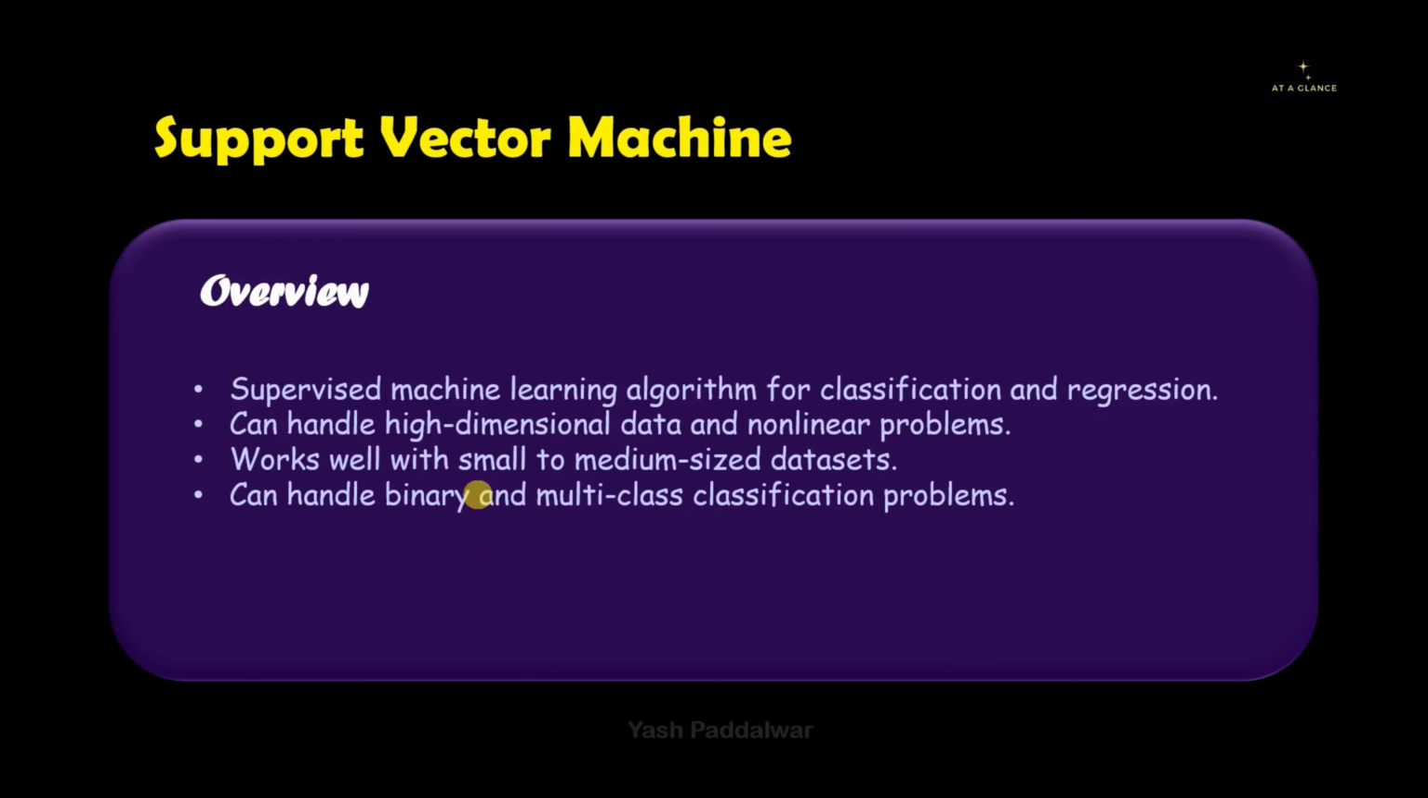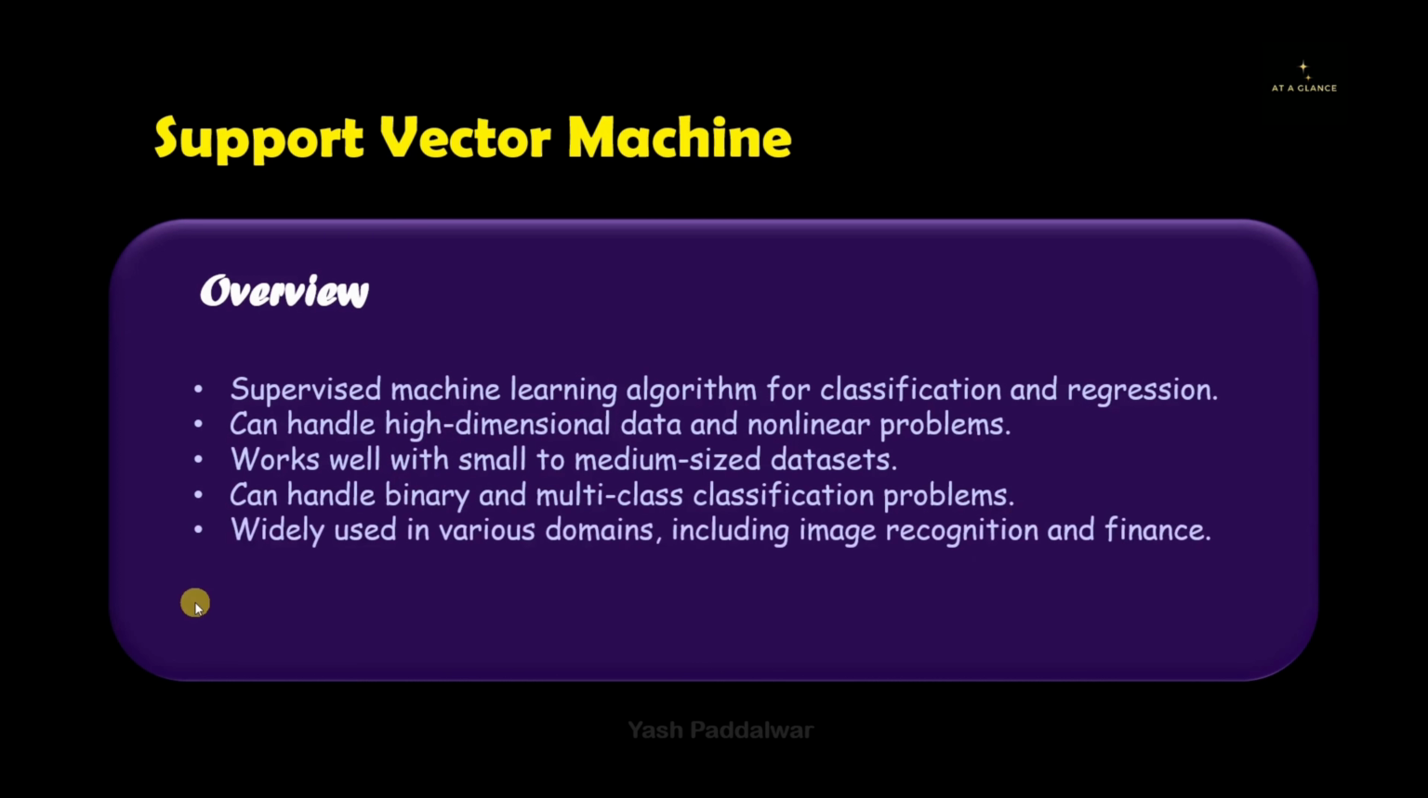Now, support vector machines can handle binary as well as multi-class classification problems, but SVM gives the best results on binary datasets. It does not give that best result for a multi-class classification problem, but when it comes to binary classes, it gives the best results. It is widely used in various domains, for example, image recognition, finance, and many other domains in machine learning as well as deep learning. So I hope you have got an overview of what exactly support vector machine is and what it is used for.